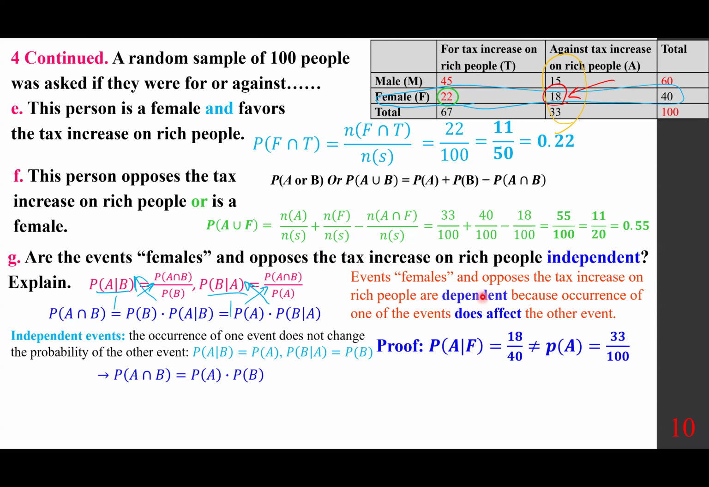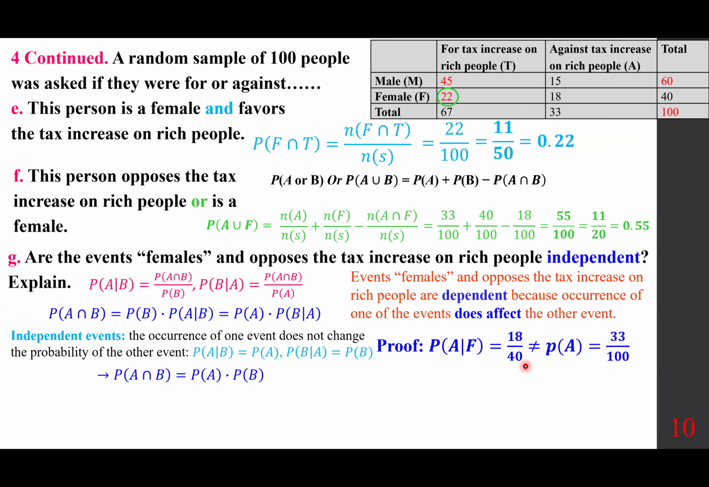So F, let me erase my work first so it becomes clear. The F, this row, has a total size of 40, and out of those, how many are A's? In other words, 18 over 40. Whereas probability of A, okay, we want to see if they are equal. The denominator is the entire group, which is 100, and probability of A is 33 over 100. Are they equal? No, because they are not. Therefore, it makes them dependent.